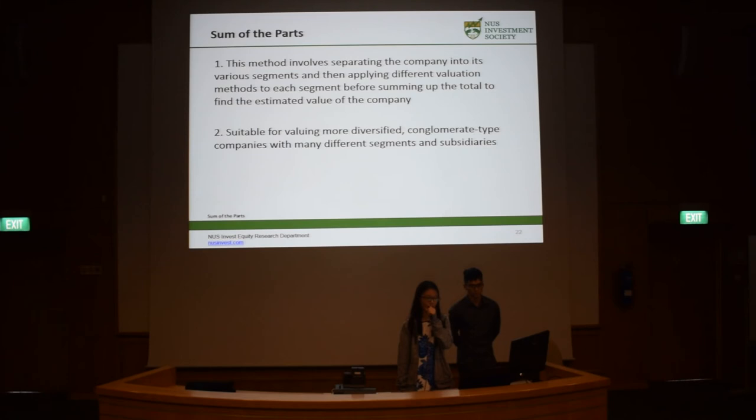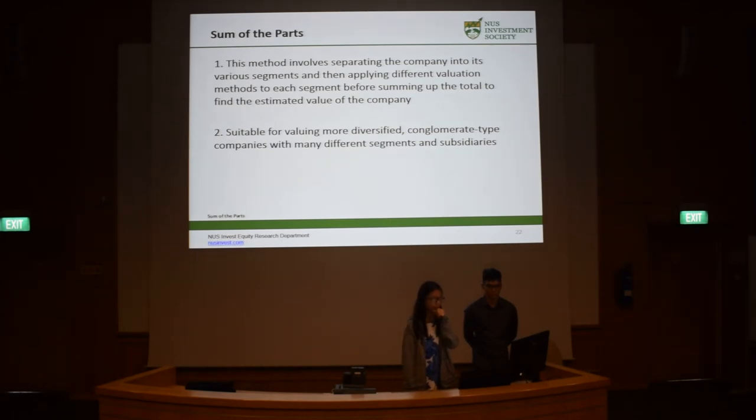So next we have the sum of the parts. So this method involves separating the company into its various segments, especially for those large companies. Then you apply different valuation methods, some of the methods we used just now, to each segment before summing up the total value to find the estimated value of the company. So this method is suitable for valuing more diversified conglomerate type companies with different segments and subsidiaries.